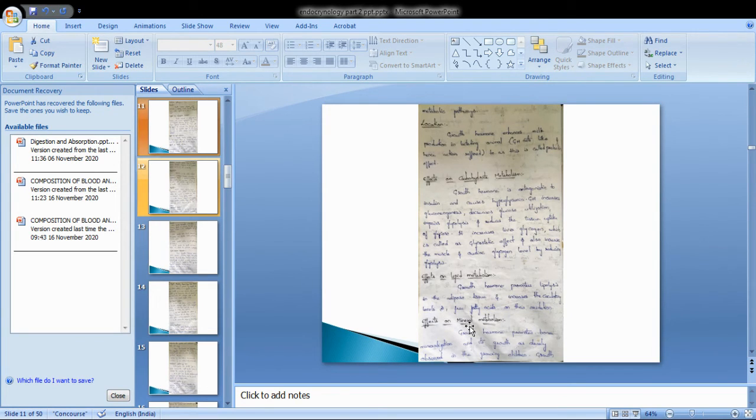This growth hormone promotes lipolysis. Lipolysis means further breakdown of lipids in the adipose tissue, and it increases the circulating levels of free fatty acids and their oxidation.